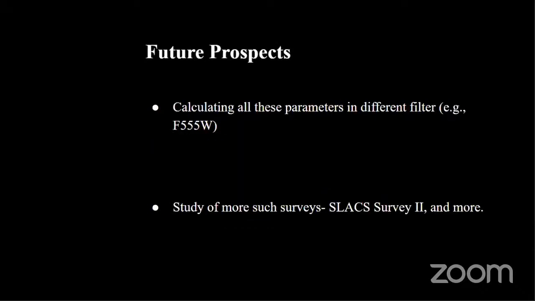And what are the future prospects of this? Calculating all these parameters in different filters and different colors is something I would personally like to do, when I carry on with this project and do more of such surveys, not just from the first SLACS survey, but going on to 2, 3, 4, because they have a lot of surveys. So doing a lot more surveys and finding the dark matter from it.